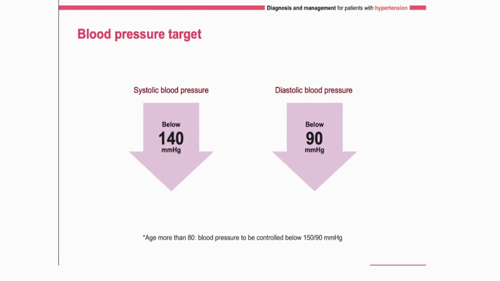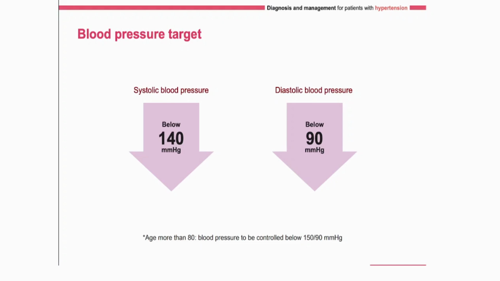Blood pressure target. Blood pressure below 140 over 90 millimeters of mercury is generally advised to prevent complications. However, blood pressure targets can be adjusted according to age, number and type of risk factors and associated diseases. Therefore, if you have hypertension, you should consult your physician to set a target after evaluating your current health status and risk factors.